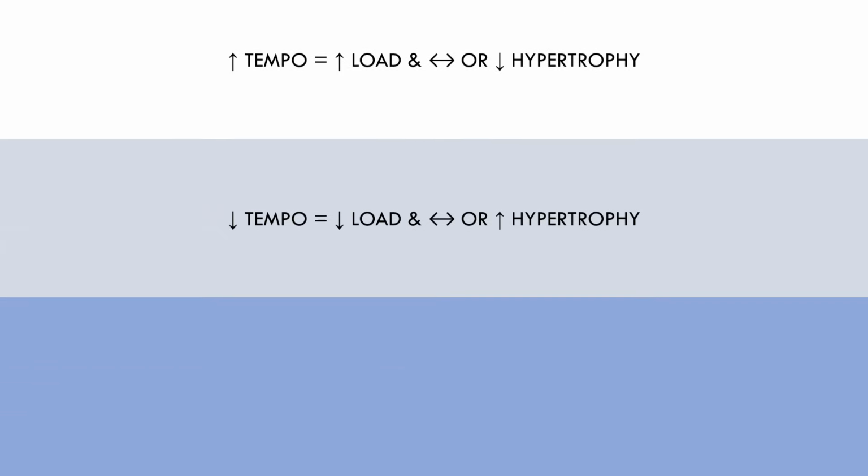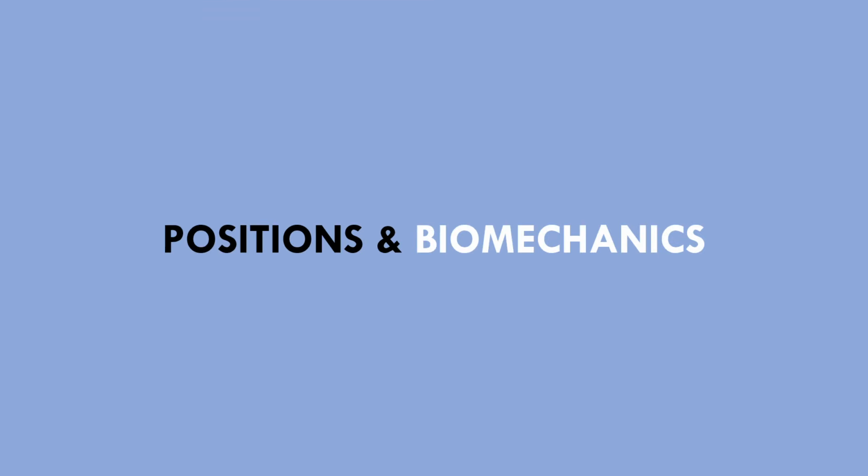The next variable to discuss is joint positions and biomechanics. Trainees can manipulate how an exercise is performed to take advantage of levers and biomechanics. This can allow trainees to lift more or less load depending on how they execute the movement. For example, powerlifters generally use a low bar position for squats to exploit its biomechanical advantage and lift heavier loads.